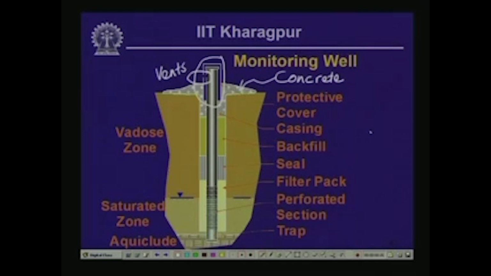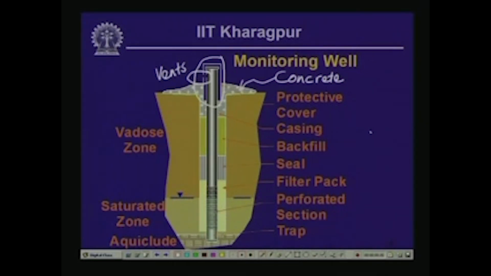Filter pack is essentially a uniform sized filter sand, and you can see that encased within the filter pack is a perforated segment of the casing tube, and through the perforations the groundwater enters the tube, and the portion of groundwater that enters the tube is used in groundwater monitoring or testing of the aquifer.